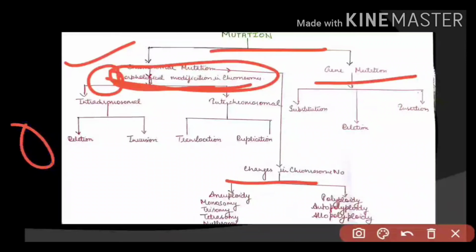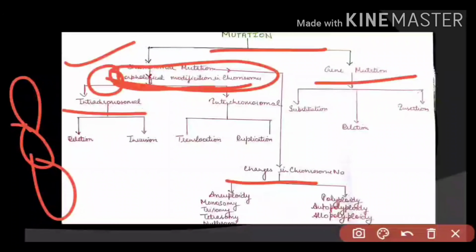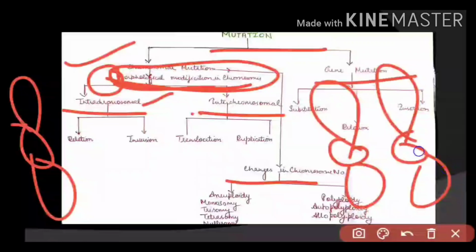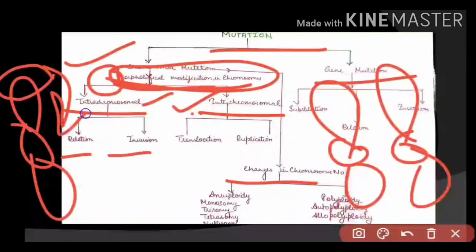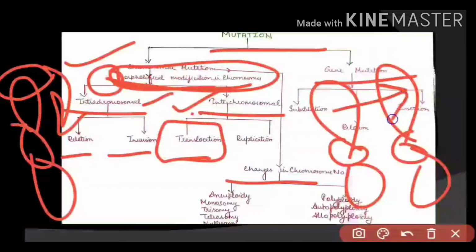If one chromosome is affected, then we call it intrachromosomal, or if two chromosomes are affected, then we call it interchromosomal modification. Now intrachromosomal modification takes place in two ways: deletion and inversion. In deletion, any part of the chromosome is deleted, whereas in inversion, the part gets reversed. If we talk about translocation, a segment of the chromosome is translocated to another chromosome, whereas in duplication, the part of the chromosome is duplicated.